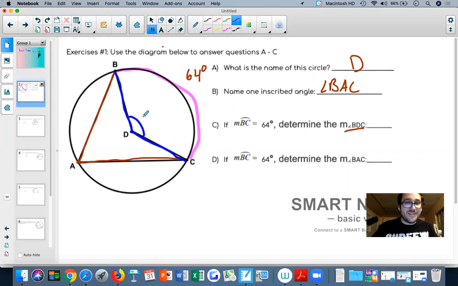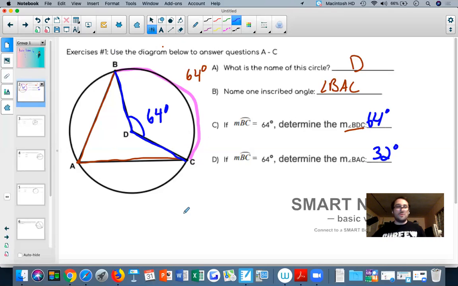So if the arc is 64, the angle is 64 degrees. Okay. If the measure of arc BC is 64, so we're keeping to that, now I want to know the measure of BAC. Well, we said BAC is an inscribed angle. And what we learned is that inscribed angles are half the measure of the intercepted arc. So if the intercepted arc is 64, half of 64 is 32.